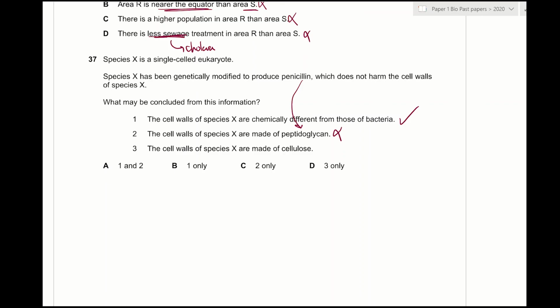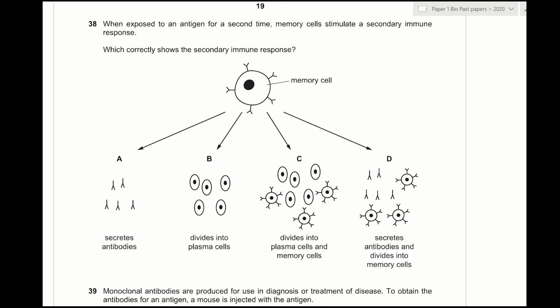The cell walls of species X is made of cellulose. Here we cannot guarantee that's actually going to be cellulose. The reason for this is it says it has been genetically modified, so it might be anything, not necessarily cellulose. So the only correct answer is going to be B.